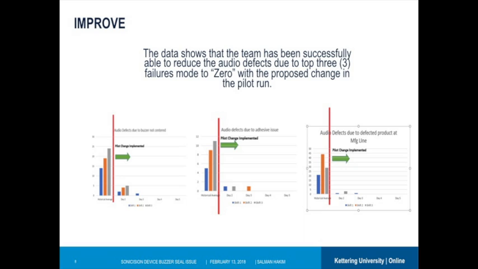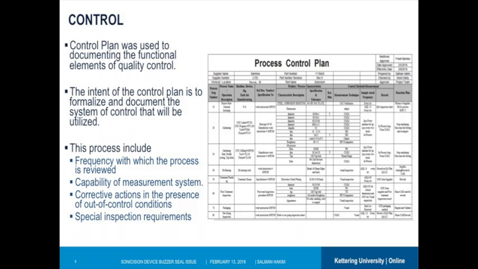As the data shows in the graph, the team has been successfully able to reduce the audio defects for the top 3 failure modes to 0 with the proposed changes in the pilot run. The project team conducted regular reviews to assess the overall quality of each deliverable and to ascertain whether the project was on track and likely to produce a deliverable which meets the stakeholders' requirements.